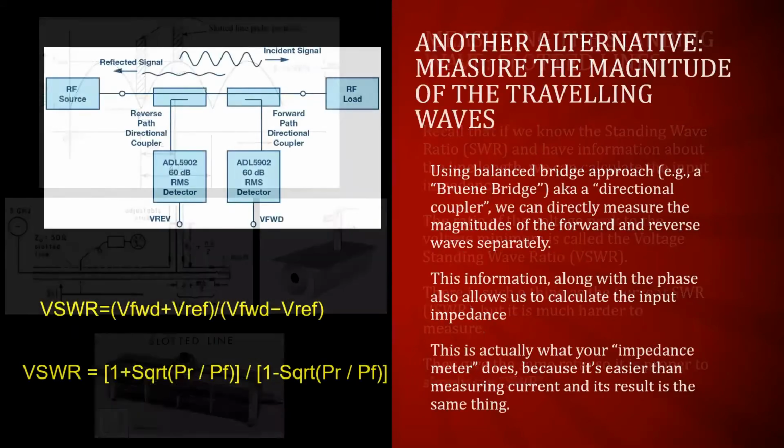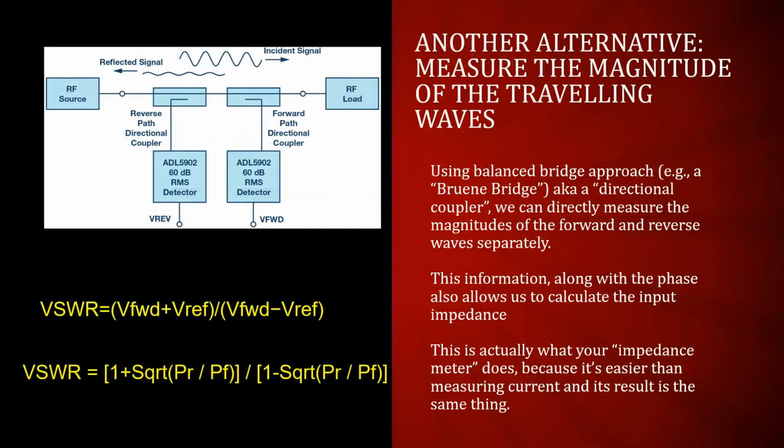Now, a man by the name of Bruni came up with a really cool way of doing this. I don't know if you know what a Wheatstone bridge is, but it's a balanced bridge, and you measure across it and everything balances out and cancels out. A Bruni bridge is something that you're very aware of. It's what is used in your Bird wattmeter. It's what's used in your little $25 SWR meter. It's a directional coupler by another name.